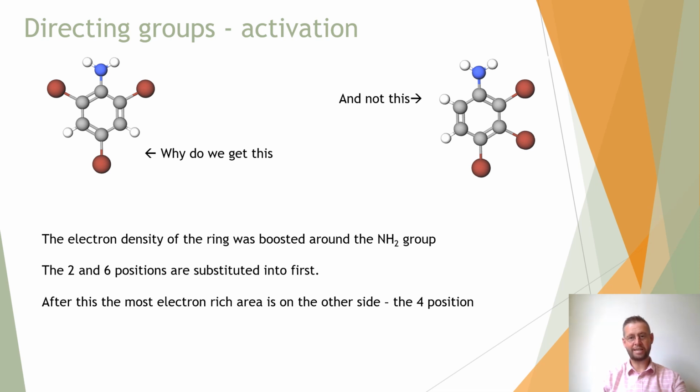What we won't get is this picture on the right, where it's filled positions 2, 3, and then 4. It doesn't happen like that, because that's not following the rules. You would not get that happening in that order. It would be 2, and then 6, and then 4. Because ultimately these substitutions are electrophilic. They're attracted to electrons, and they're attracted to the place of the highest electron density. And the presence of that NH2 group is making the electron density higher in certain places.